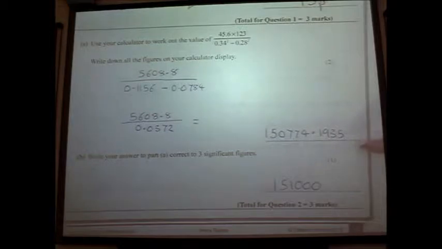Write it all down. Write your answer to part A to 3 significant figures. 3 significant figures means it only wants 3 numbers, not including 0. It's a bit fiddly sometimes. This is quite a nice one. So you want the first 3 numbers. So it's 1, 5, and that's 7 rounds that 0 up to a 1. So it's 151,000.